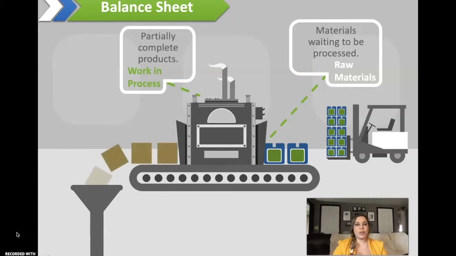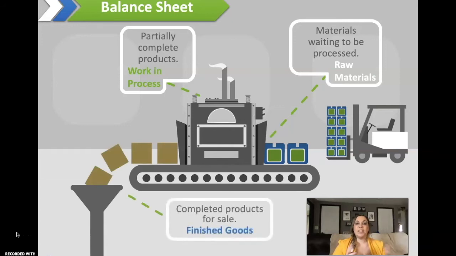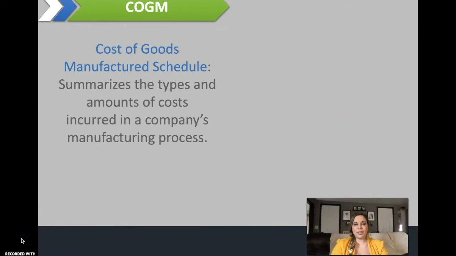The third category of inventory would be the stuff that's done. This is called finished goods. So we have completed products for sale. Everything on the balance sheet would be the same. We still have our assets, our liabilities, and our equity section. The only difference is inventory in our assets section will be broken up between these three accounts: raw materials, WIP, and finished goods. Next, we'll talk about the cost of goods manufactured schedule.